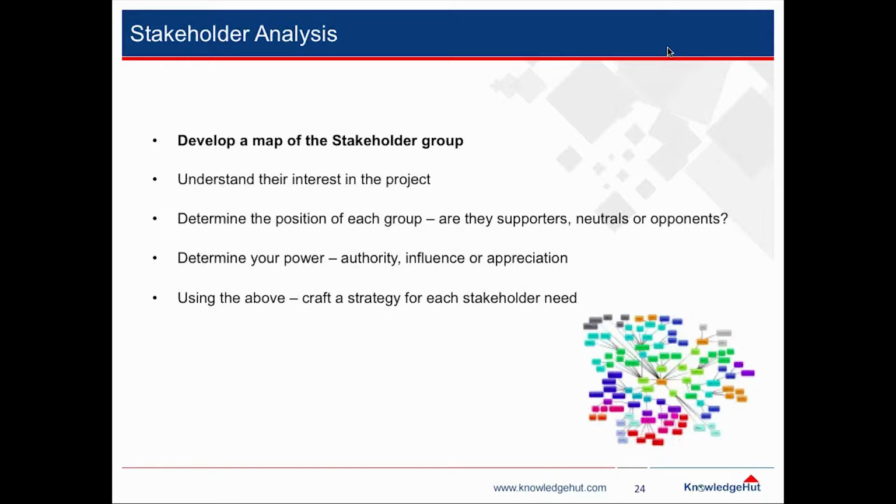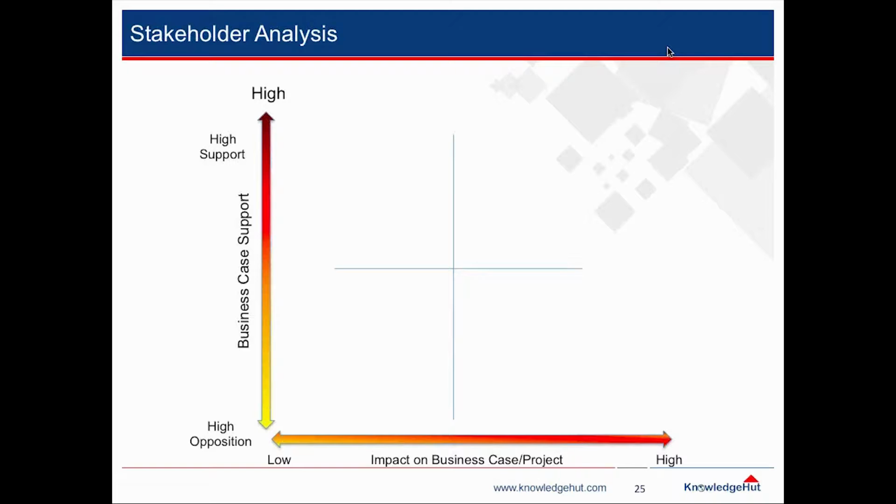Looking at these first 4 bullet points, this is really the material from which you have to deduce your analysis. It's best to work visually here. One option is putting your stakeholders in quadrants of high support and high impact, or high position, low impact, or high impact, and to play that through.